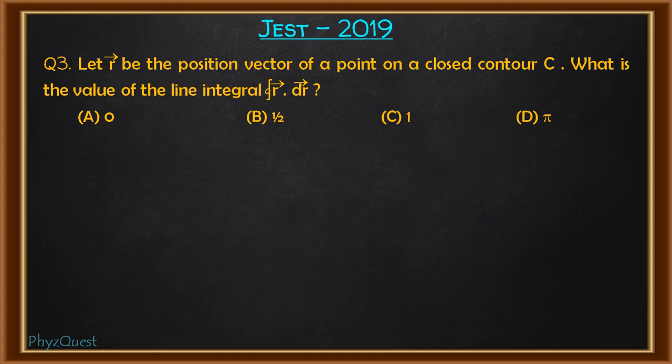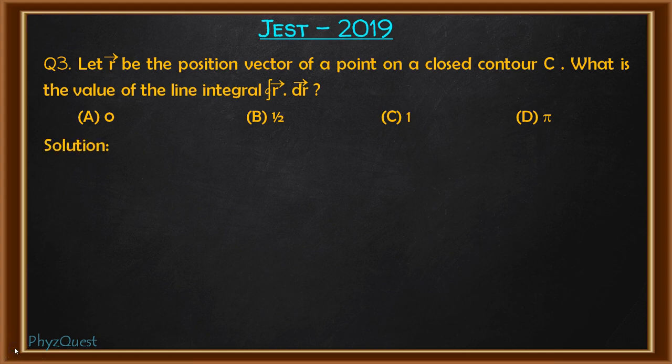So in JEST 2019, there are actually 4 questions regarding vector calculus. So now let's talk about this question. See, this question is: let r be the position vector of a point on a closed contour C. We need to find out the value of the line integral ∮ r · dr. Four options are given and we need to choose the correct option. So let's start with the solution.